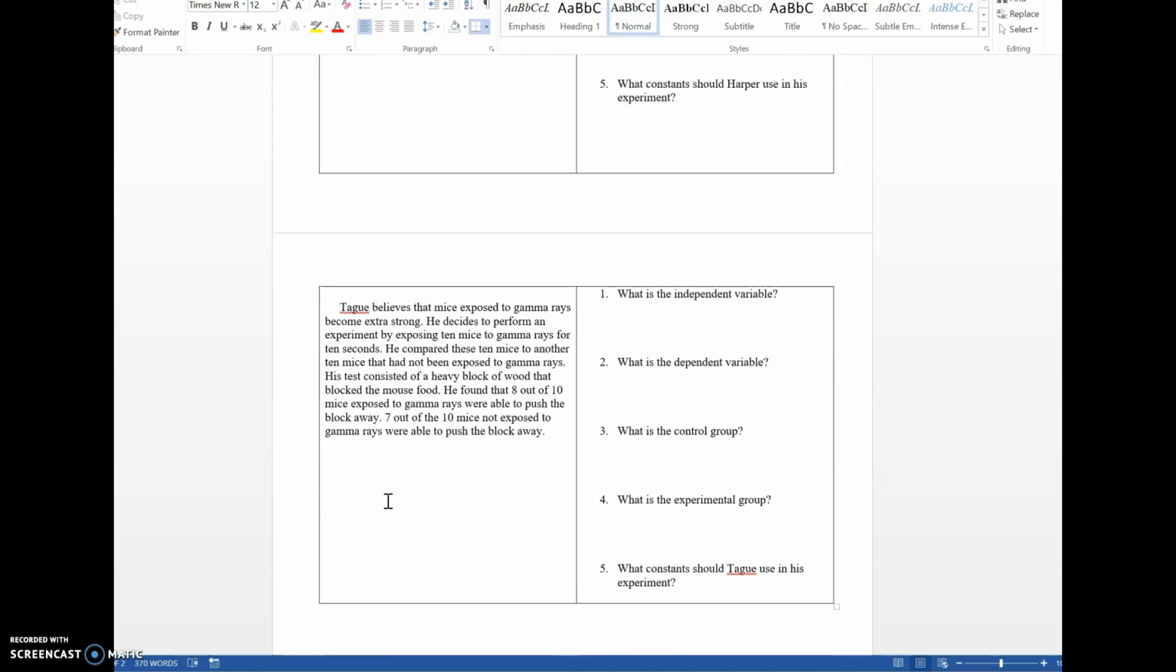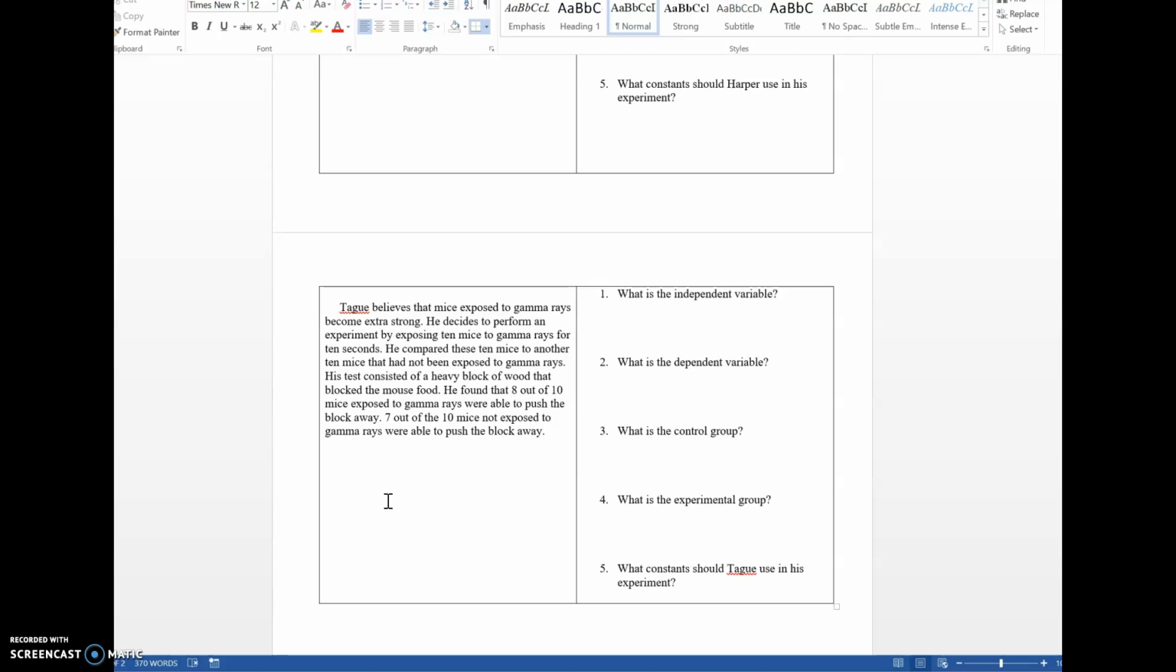And the last one is Teg believes that mice exposed to gamma rays become extra strong. He decides to perform an experiment by exposing 10 mice to gamma rays for 10 seconds. He then compares these 10 mice to other 10 mice that had not been exposed to the gamma rays. His test consists of a heavy block of wood that blocked the mouse food. He found that 8 out of the 10 mice exposed to gamma rays were able to push the block away. 7 out of the 10 mice not exposed to gamma rays were able to push the block away. So this is something that you want to try and do.